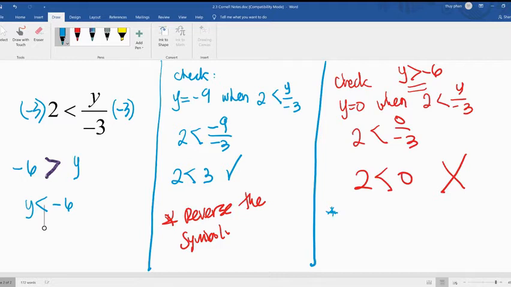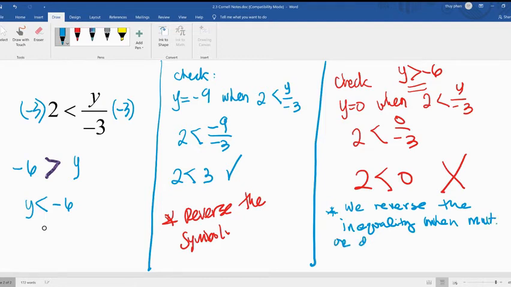So make sure you make a note of this. We reverse the inequality when multiplying or dividing by a negative number in order to make the statement true.